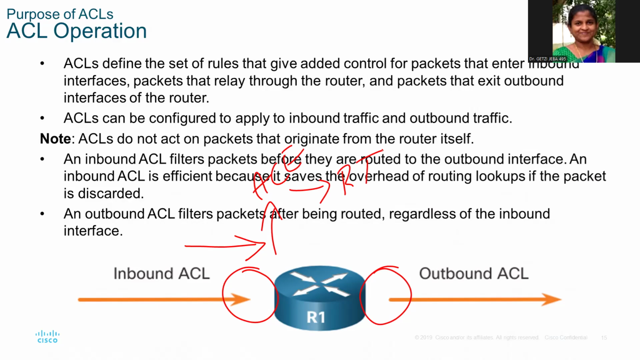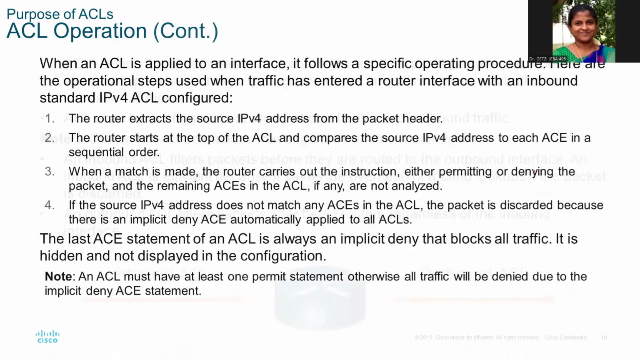If it permits, then it checks the routing table for which port it has to put it on. This is inbound ACL. Outbound ACL is when a packet comes in, it is first checked in the routing table, and if the routing table permits, then it checks the ACE. That is the difference between inbound and outbound. Inbound first checks the ACE, then the routing table. Here it checks the routing table, forwards to the particular output port, and only then does it check the ACE.